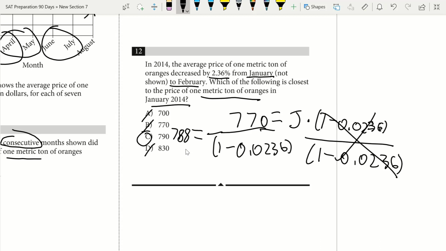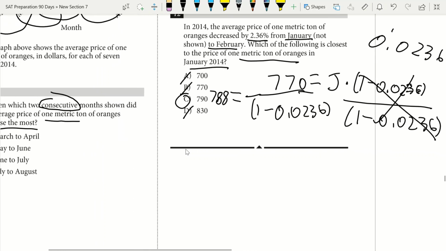Okay. So as far as what you need to understand for this one is how to work with percentages. So if you have a decrease of 2.36%, then that's going to mean that your percent decrease written in decimal form is going to be 0.0236. If it were 20%, it'd be 0.2. But if it's 2%, it's going to be 0.02. So that's what you need to understand for 12.